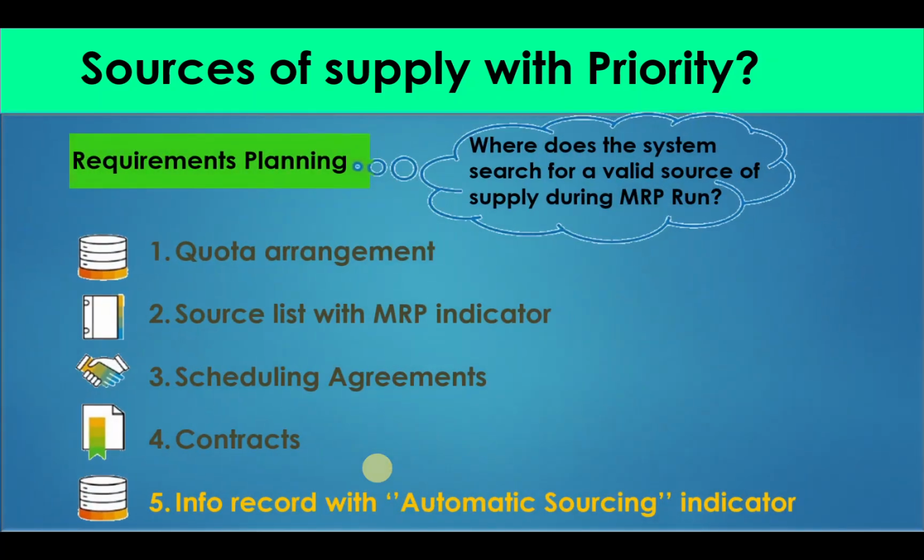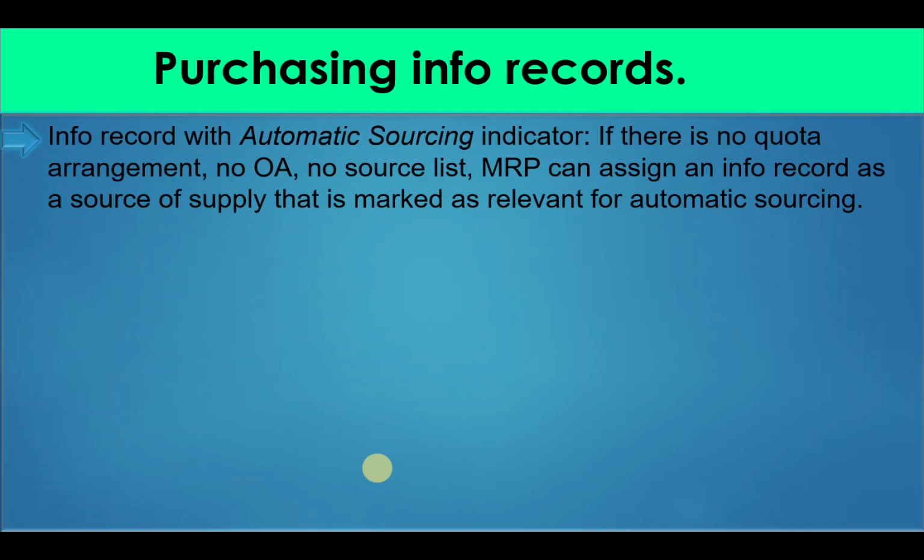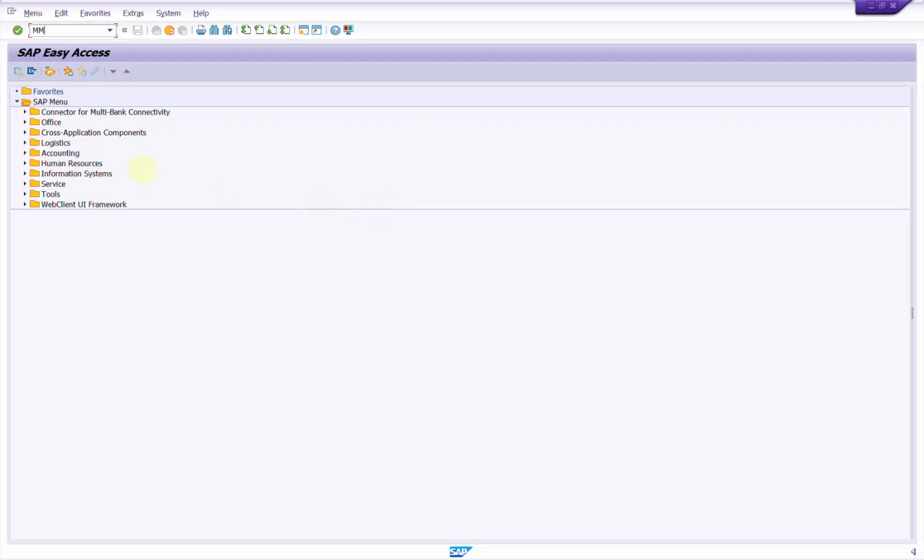So first we will start with the info record and the automatic sourcing indicator, which we have already seen, but again there is a catch. If a purchasing info record with the automatic sourcing indicator exists, and there is no quota arrangement or outline agreement, that is contract or scheduling agreement, or source list, then MRP can assign the info record as a source of supply if it is marked relevant to automatic sourcing, as we have seen. So what I will do is create another material in MM01.